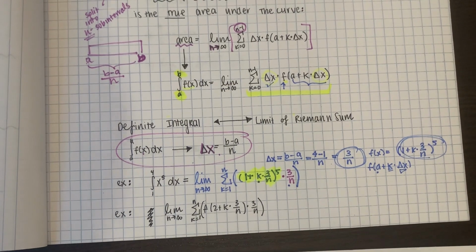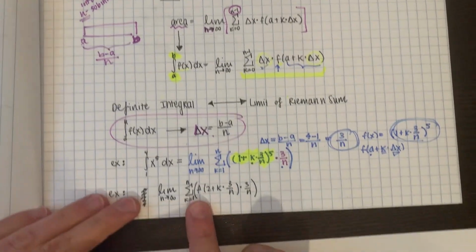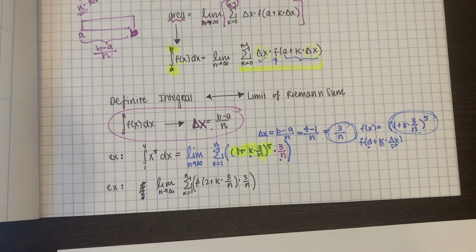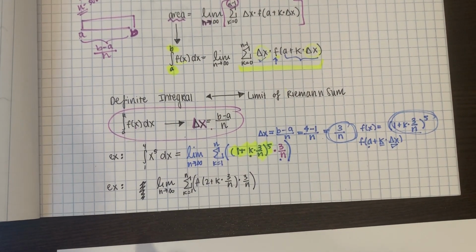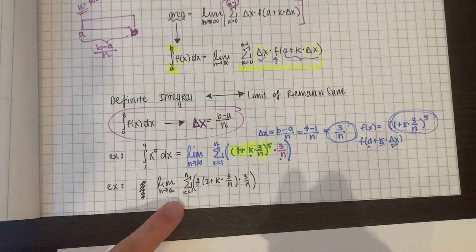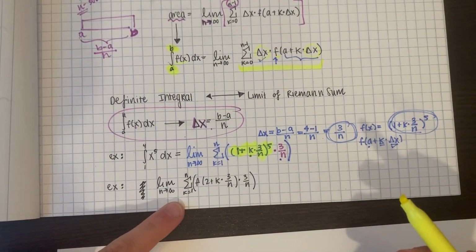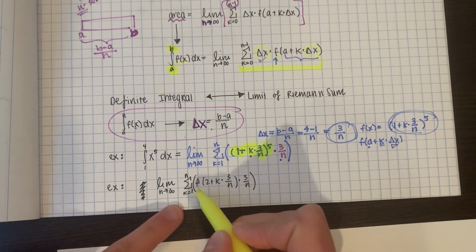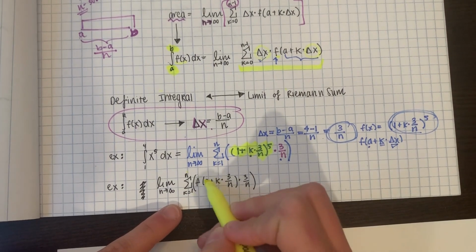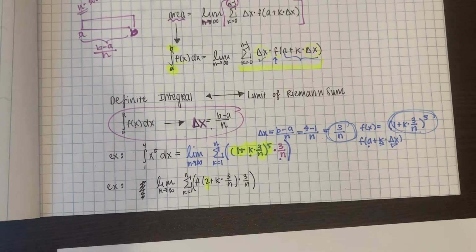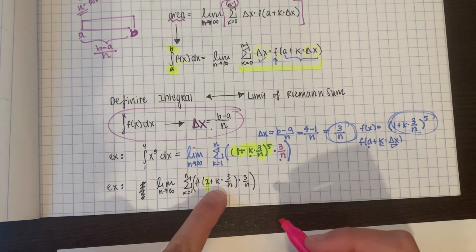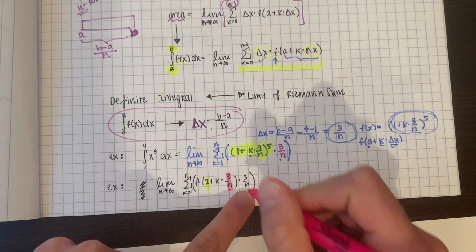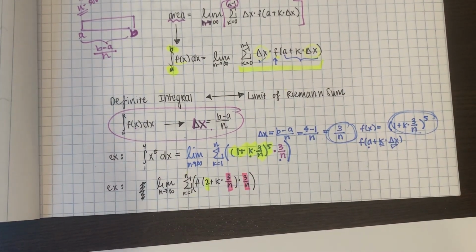Now, how do we go the other direction? Here we have the limit as n is approaching infinity of the sum of k equals 1 to n. This is all normal so far, of f of 2 plus k times 3 over n, times 3 over n again.